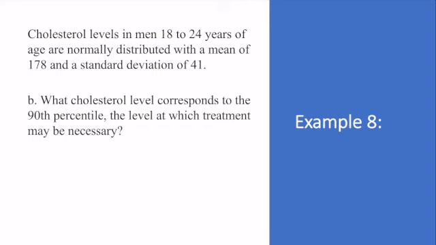Next, what cholesterol level corresponds to the 90th percentile? The percentile at which treatment is necessary. So now I'm given the percentile, and I need to find my x value. I know my mean, I know my standard deviation, but I can also know my z if I go to a z-table and find the closest value to 0.90. So let's do that. Where's the closest value to 0.90? It's going to be greater than 0.5, so it's on the positive side. And you just want to find the closest value to 0.90.